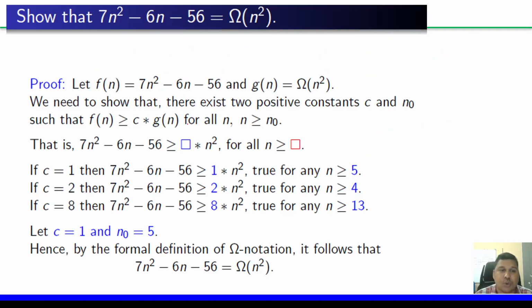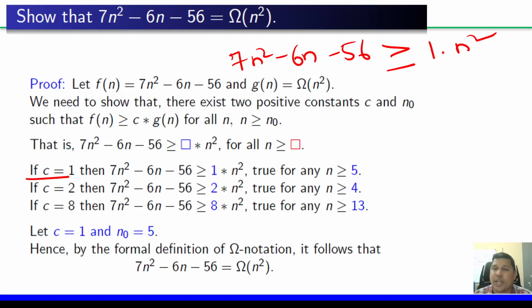So how do we prove that? Again, substitute some values. Take some values for c and verify whether it is true or not. When I take c value as 1, the statement is very simple. 7n square minus 6n minus 56 is greater than or equal to 1 into n square. So it is definitely greater. Why? True for any n greater than 5. Because you put n as 1 here. This becomes 7 minus 6 minus 56, that is 1 minus 56. Is it greater than 1?